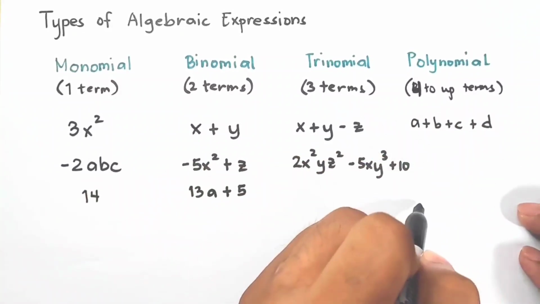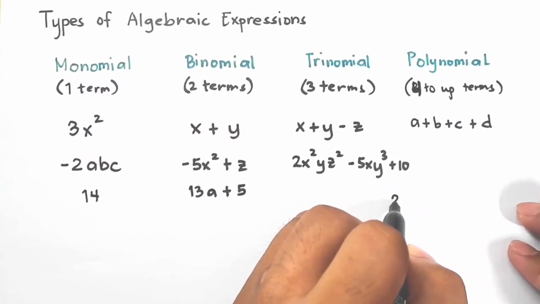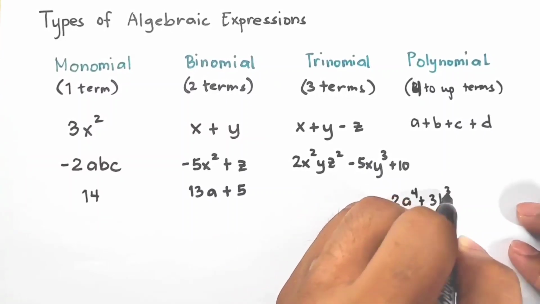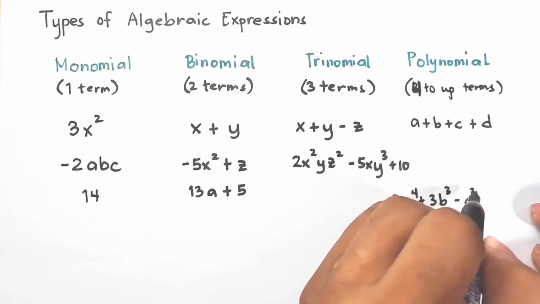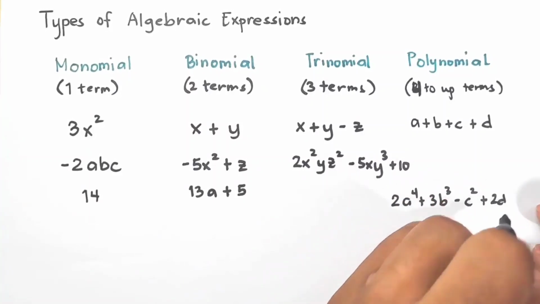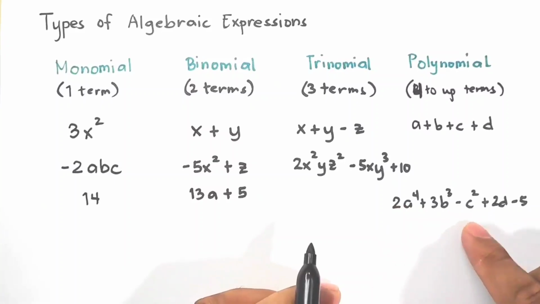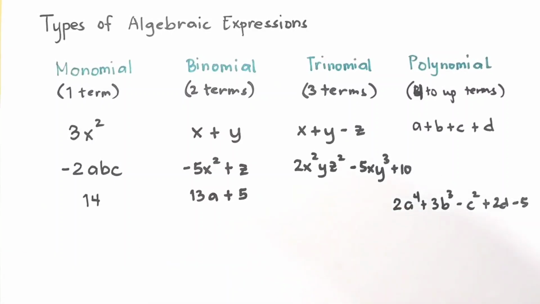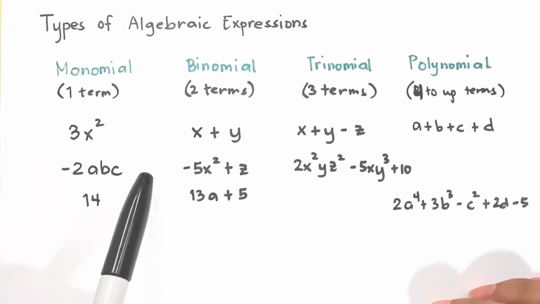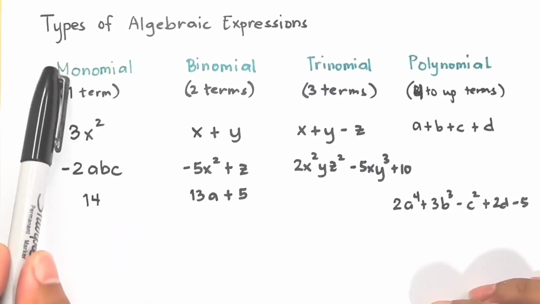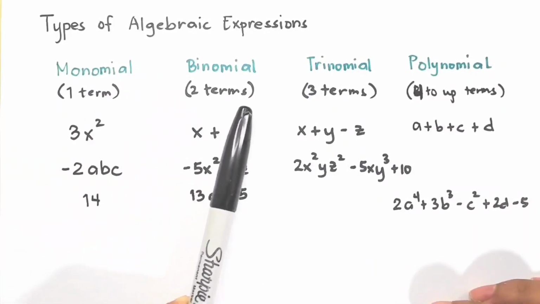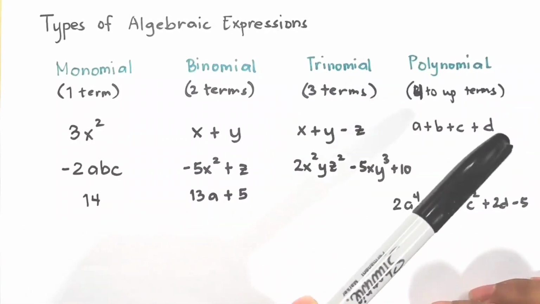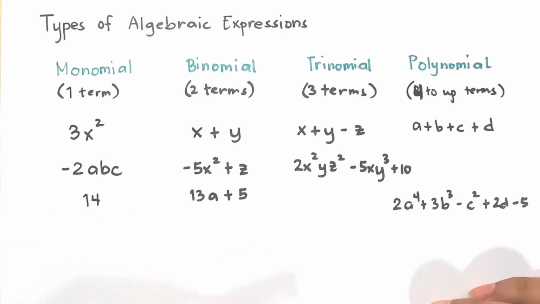Next, so I will use this space. The lower part, we have 2a to the 4th power plus 3b cubed minus c squared plus 2d minus 5. So 1, 2, 3, 4, 5 terms. This one is an example of polynomial. So I hope guys nakuha niyo mismong concept about the different types of algebraic expression. Let's have a review first. Monomial is one term. Binomial is a two-term expression. Trinomial is a three-term algebraic expression. So when you say polynomial, this one is 4 or more terms of algebraic expressions.